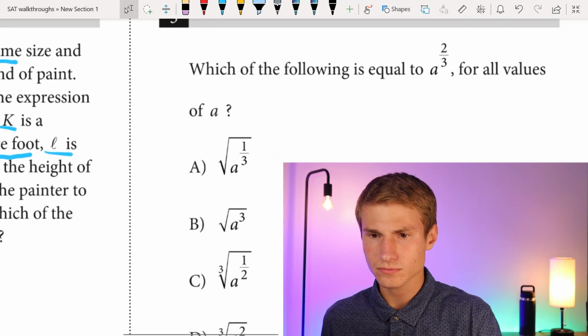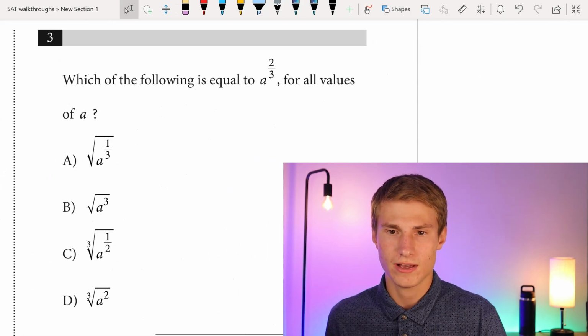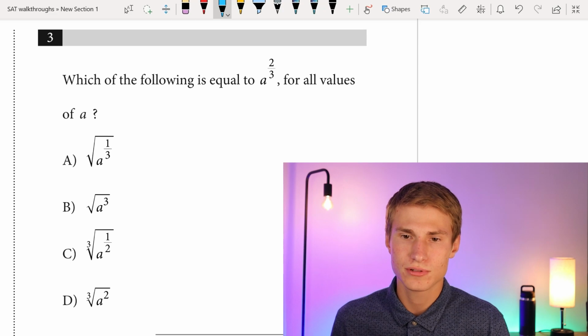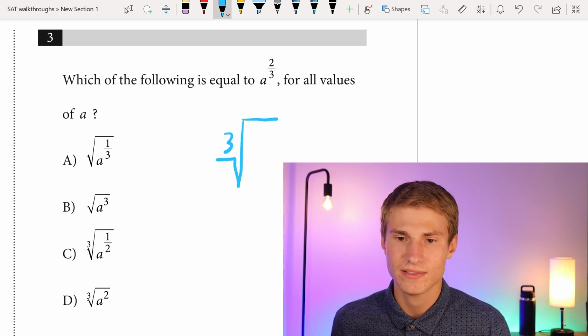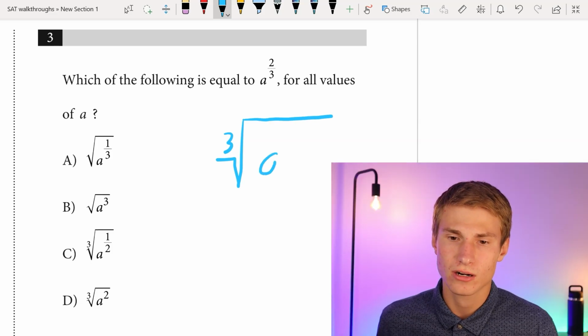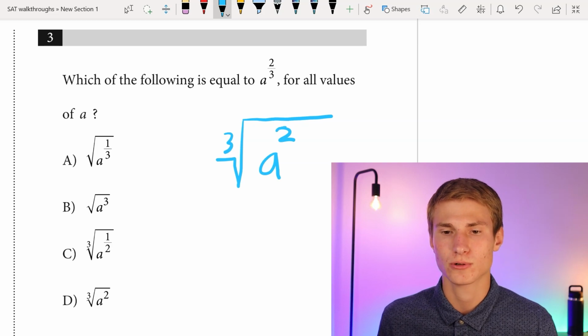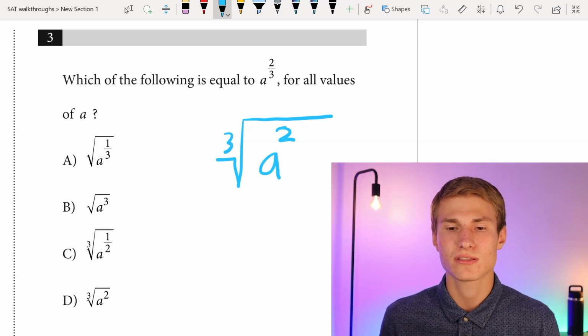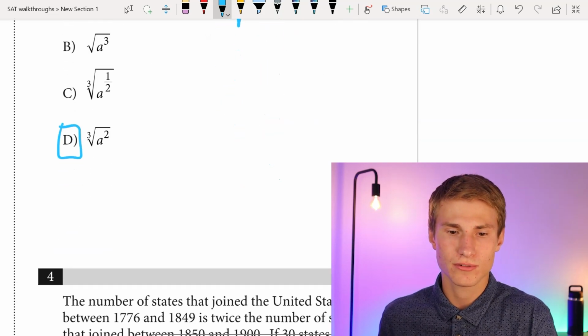Moving on to number 3. Which of the following is equal to a to the power of 2/3 for all values of a? Well, if we have a to the power of 2/3, that means that we have the third root, since we take that denominator of our exponent, and that'll be our root. And then the numerator of our exponent is what goes inside with our variable. So what goes inside of that root with the variable. So in this case, it's going to be the third root of a squared, which we see as answer choice D.